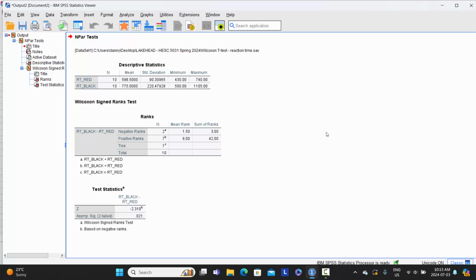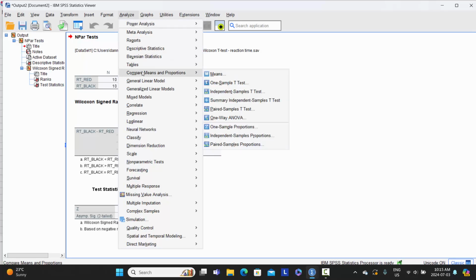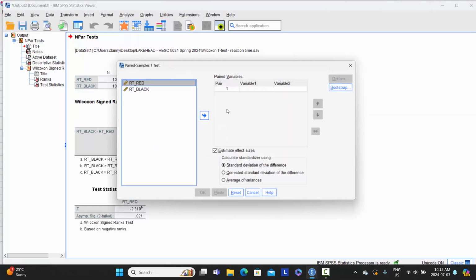Now what I'm going to do is carry out the analysis once again. Since our original data are in ratio units, I'm going to go ahead and use the parametric equivalent, which is a paired samples t-test, and I'm just going to append those results to the bottom of this screen. So while I'm here in SPSS, I can go right to Analyze, and I'm going to compare means and proportions, and I want the paired samples t-test.